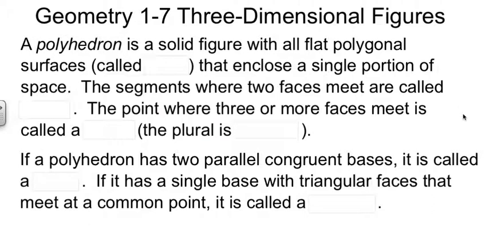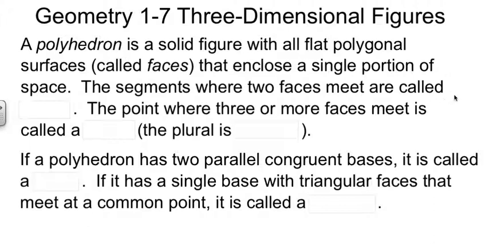A polyhedron is the fancy term for a three-dimensional shape. It's a solid figure that has all flat polygonal surfaces. That means they're made up of polygons. Those surfaces are called faces. Okay, and they enclose a single area or portion of space. They close up together.